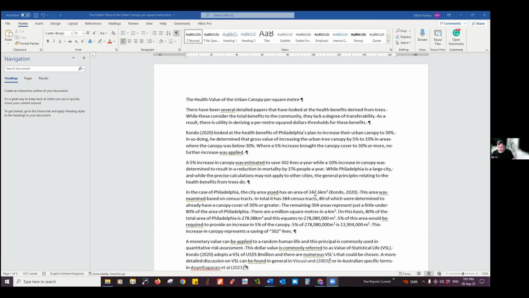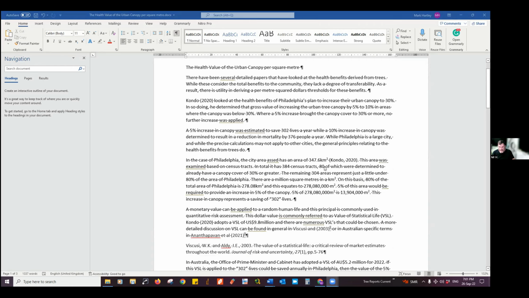And so he tells us how many square kilometres there are, and he tells us how they work that out. He tells us that 80% of the areas already have enough trees, so we can work that down to a number of square metres, and so it's 278 million square metres that would be a 5% increase. So great. And we can work out what a square metre increase is, that 5% of that total area is 13 million square metres. So 13 million square metres of canopy would save 302 lives. And that's a really interesting figure from our side.